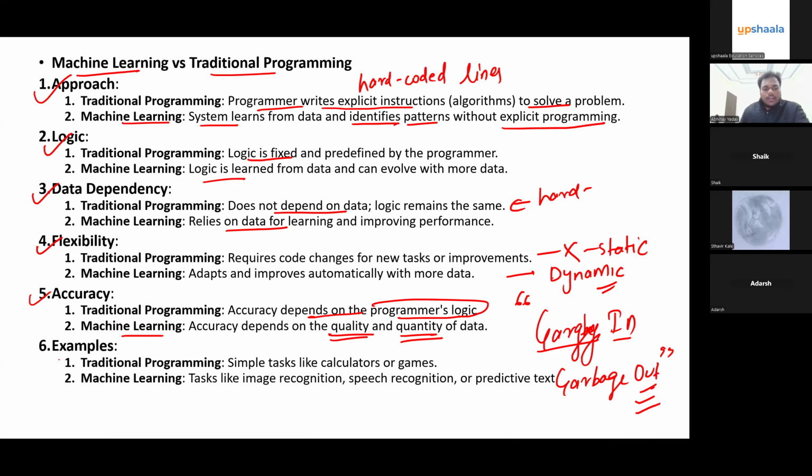Again, if we talk about examples, traditional programming is just like making a calculator or some kind of games. But machine learning helps in image recognition, speech recognition, and predictive text. What is predictive text? Suppose you are writing something, and it gives some suggestion on behalf of your past data. That we will see in the topic of LSTM, long short term memory, in the deep learning topic.